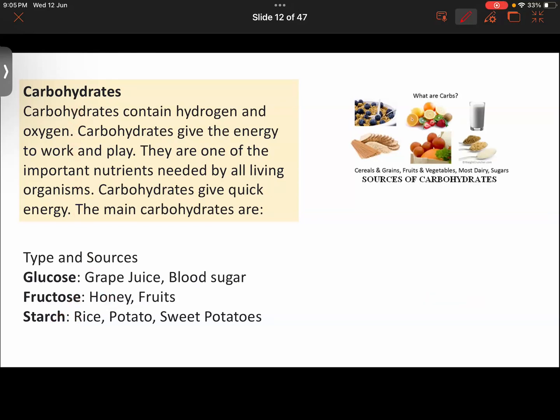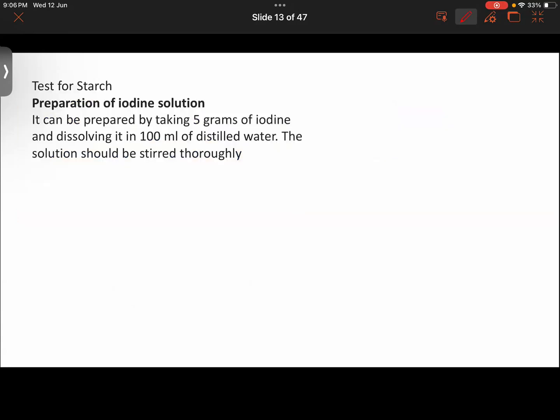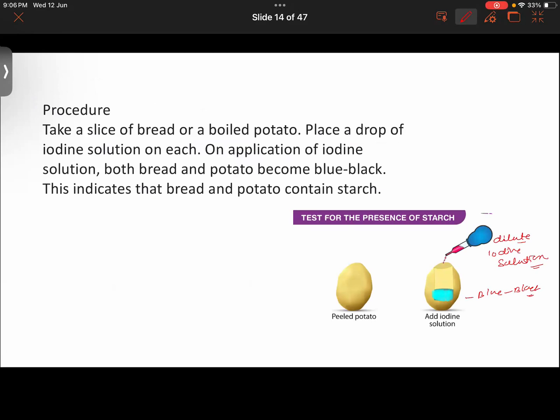Yes sir, we also did the experiment in the science lab. Ma'am told us that we have to take a test tube and then do those experiments. Yes, you can do that also. Instead of taking a potato, you can take a test tube and put in some rice paste or rice solution. You can take some rice water, basically.